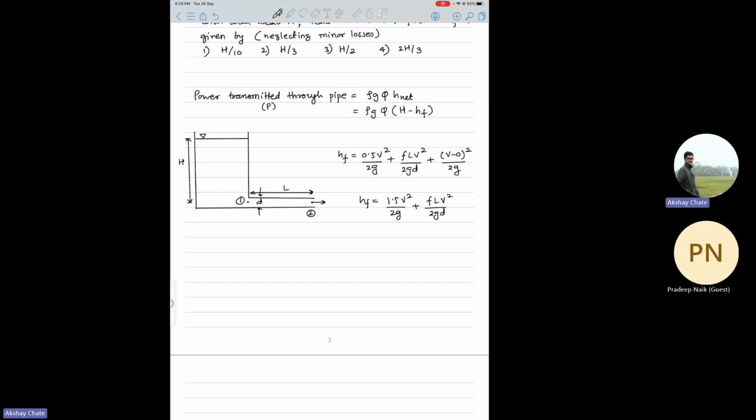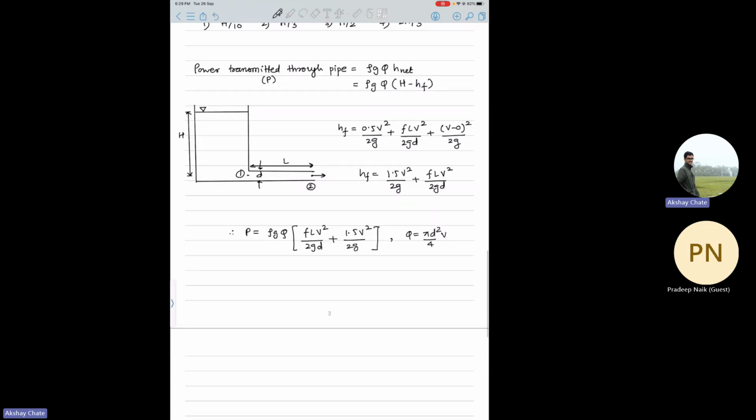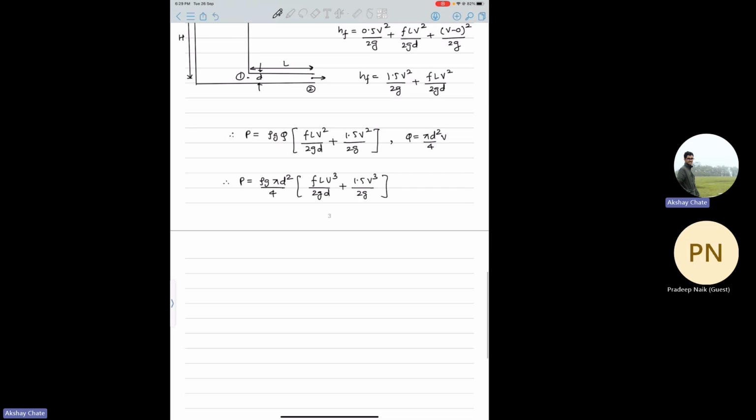So what is your P now? Therefore P is rho g Q into (f L V square by 2gD plus 1.5 times V square by 2g). And we know that Q is nothing but cross-sectional area, which will be pi d square by 4 into velocity, since we're assuming a circular pipe. If nothing is given, we assume a circular pipe. So your P is rho g pi d square by 4, this area term, and velocity will go inside. So it will become V cube by 2gD plus 1.5 V cube by 2g. Okay, I hope this is clear.